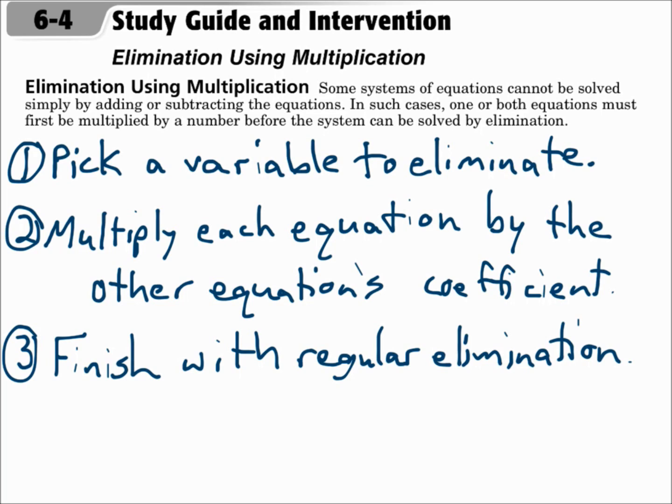When you solve a system with elimination and none of the coefficients match on the variables, you'll have to use multiplication. So first, pick a variable to eliminate, and then multiply each equation by the other equation's coefficient on that variable. Finally, finish with regular elimination.